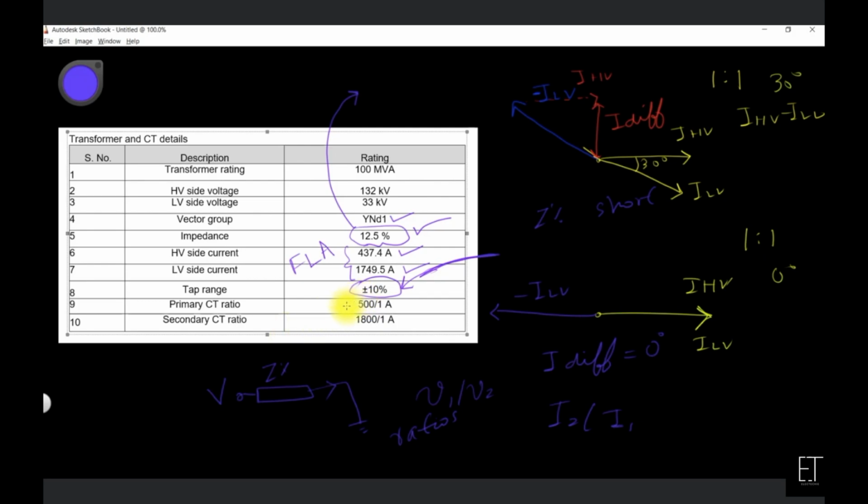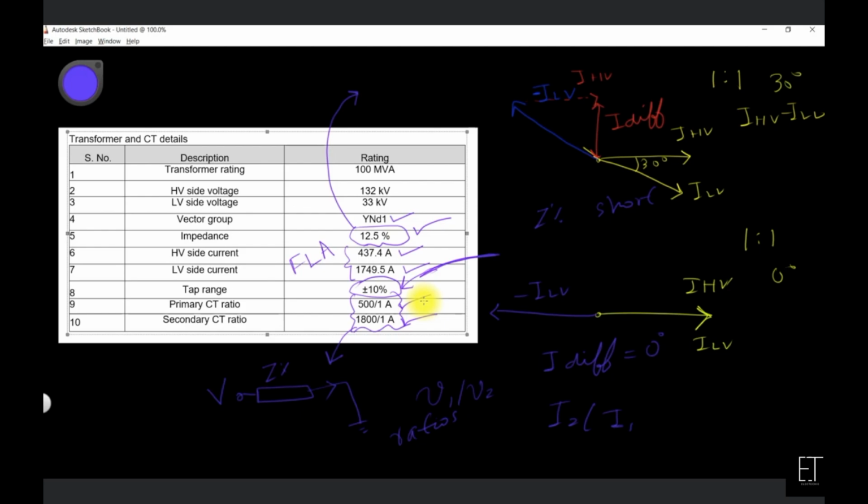Next is the primary current CT ratio. At the primary side, because the current is less, the CT ratio has been chosen as 500 by 1, and the secondary side CT ratio is chosen as 1800 by 1. So these are the CT ratios that have been chosen: primary 500 by 1 and secondary 1800 by 1. We have to use these CT ratios in our calculations as well. So this is all about the transformer and CT details that we will use to do our calculations.